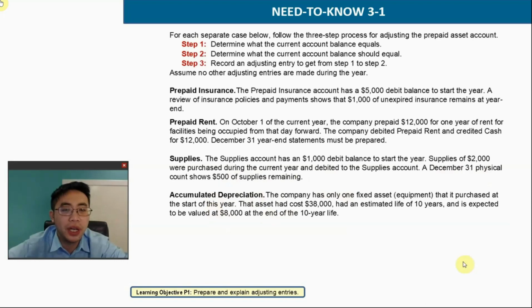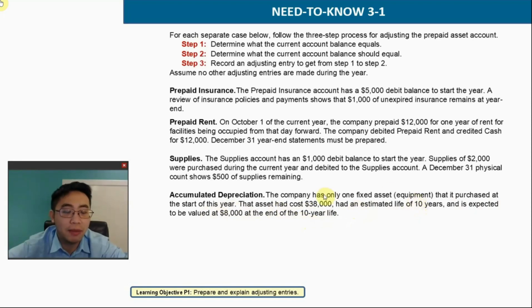Next, accumulated depreciation. The company has only one fixed asset, which is equipment that it purchased at the start of the year. The cost was $38,000 at the beginning of the year, with a life of 10 years, and it is expected to be valued at $8,000 at the end of the 10-year life. So the beginning value is $38,000, the end value is $8,000, so the difference, the net cost, is $30,000. If you divide $30,000 by 10 years, that's $3,000 per year.